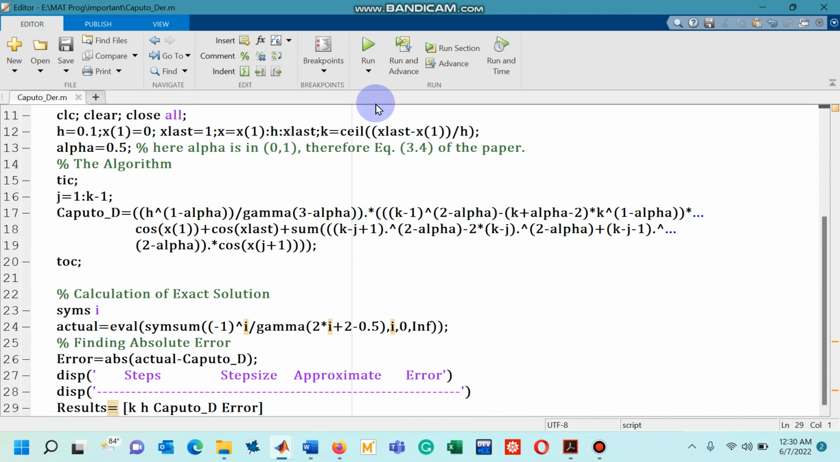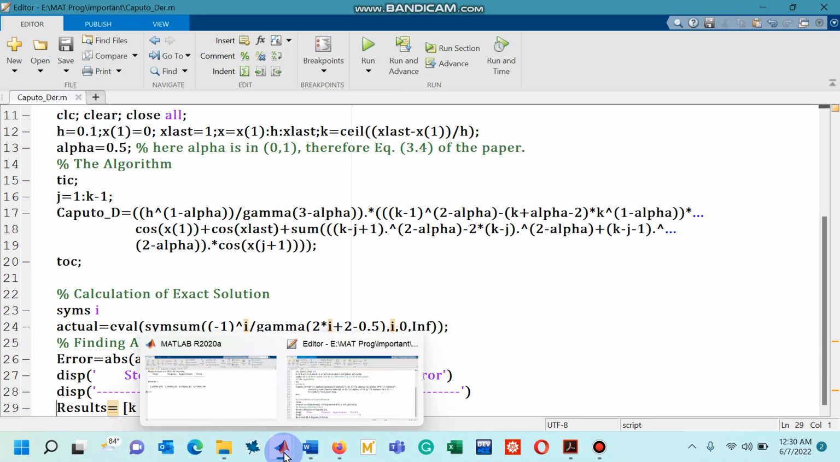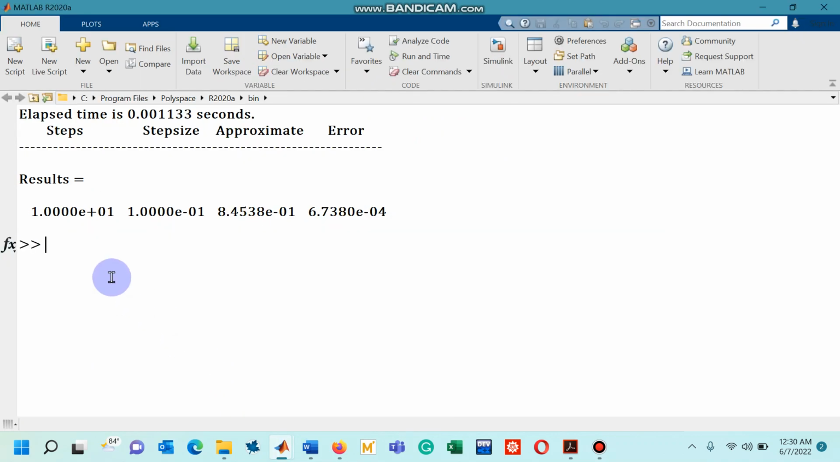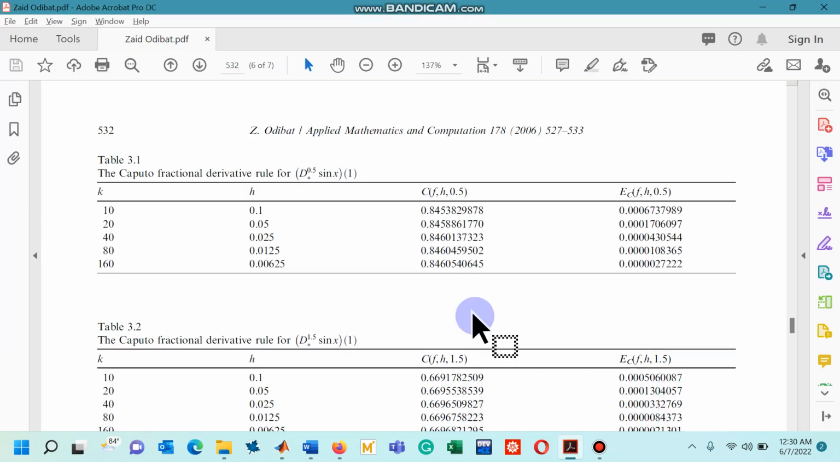So let's run this code. Go to the command window to see the results. You can see the number of points 10, step size 0.1, the approximate value for the Caputo fractional derivative of sine x, and this is the absolute error. And these four numbers are exactly the same as those given in the first row of table 3.1.